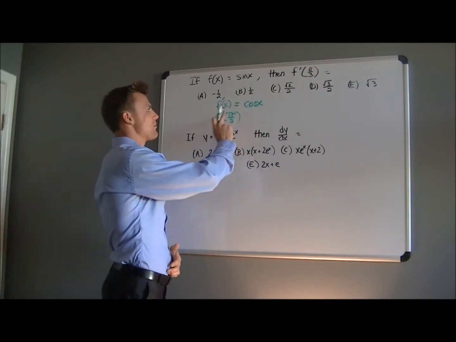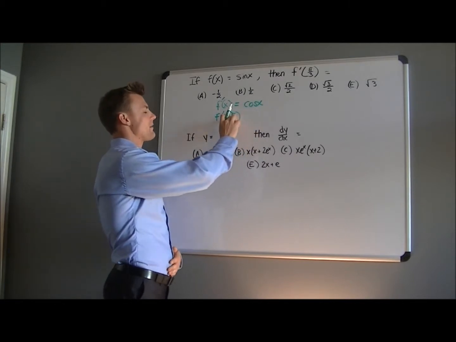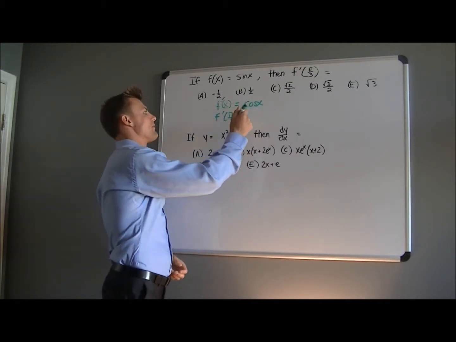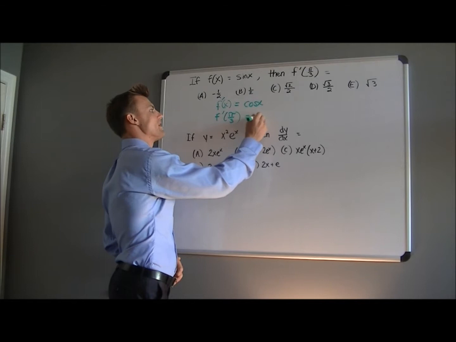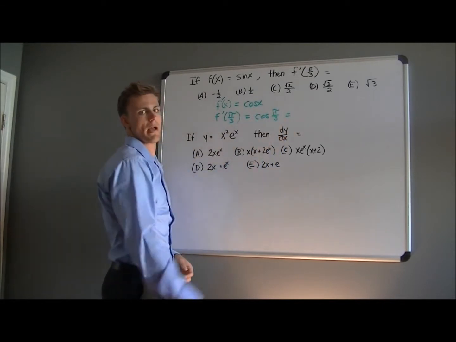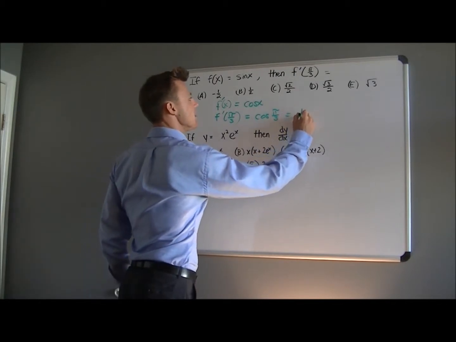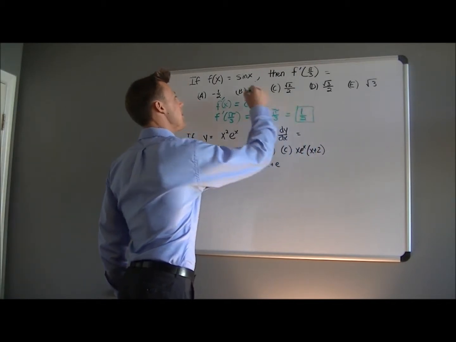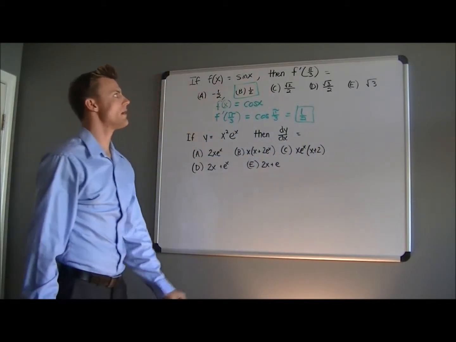Now we are evaluating the derivative at the point, or at the x coordinate pi over 3. So f prime of pi over 3 equals cosine of pi over 3, which we should have memorized from the unit circle to be 1/2. That is one of the answers that appears.